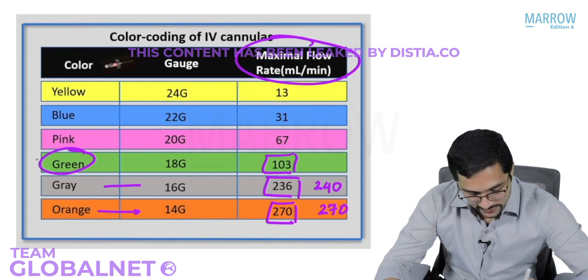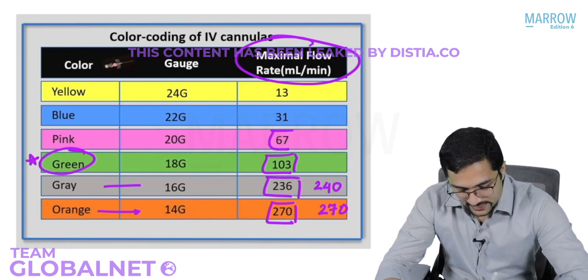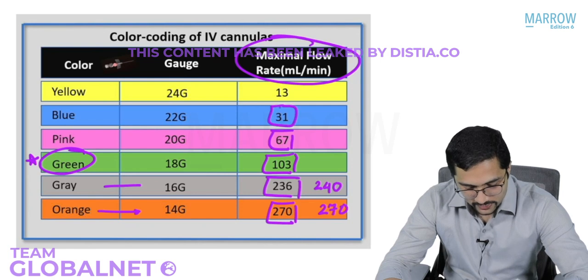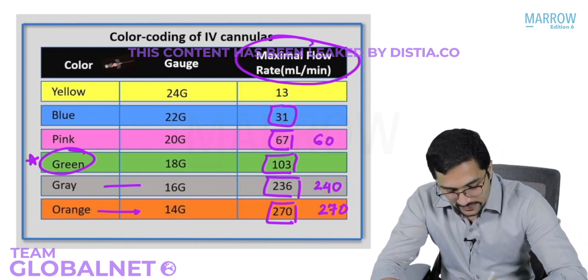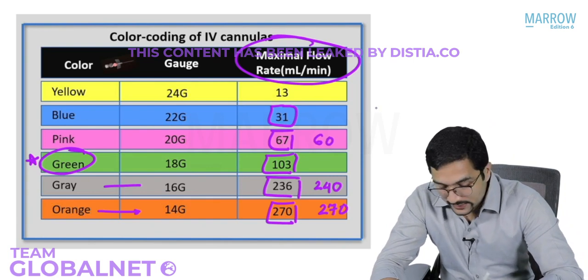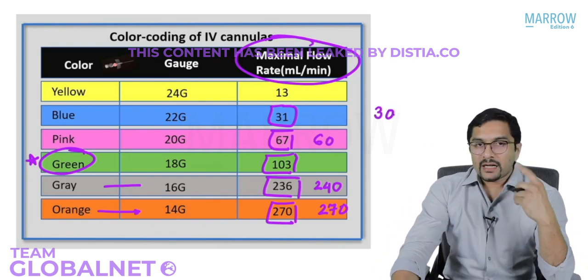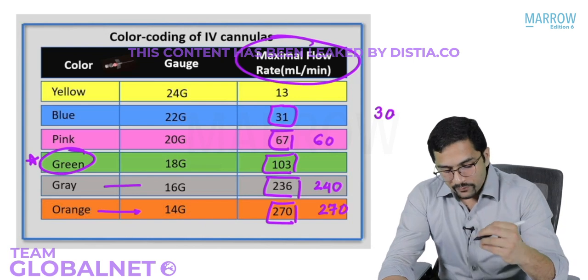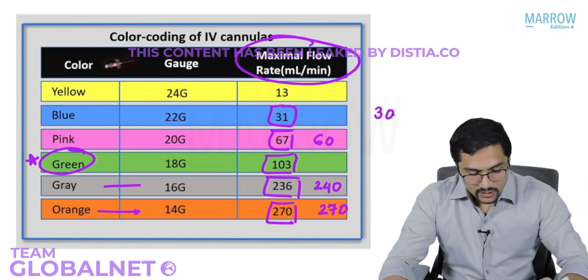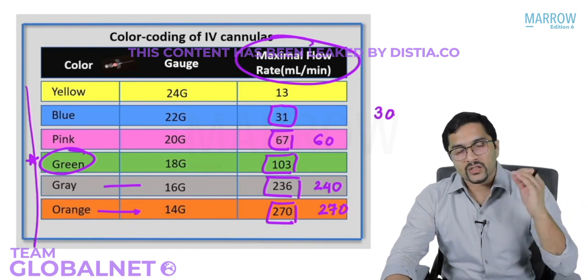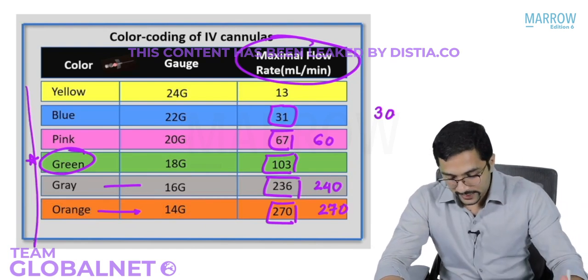This is what was asked. Green was asked in the exam. Pink is 67. Blue is 31. And yellow is 13. So pink you can remember as 60 and blue you can remember as 30. So they're just multiples of 30 which you can remember, right? And that way it becomes easier for you to remember. You need to remember the flow rates because this is extremely important for the exam.